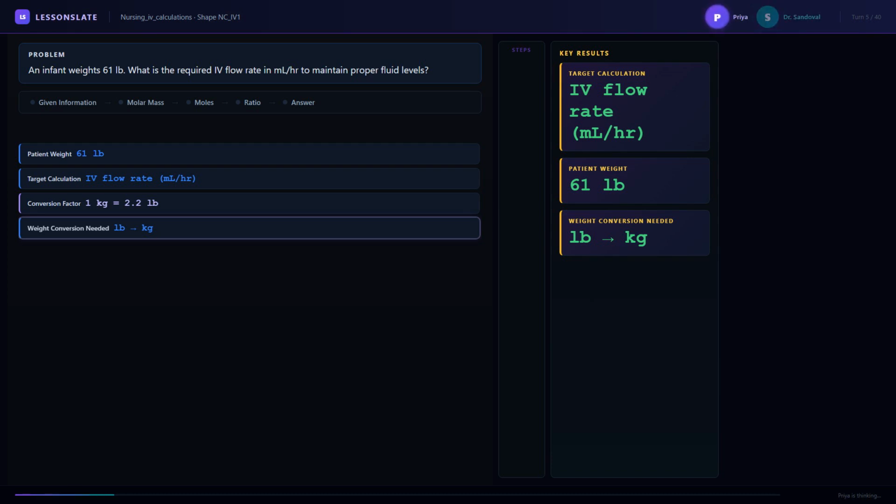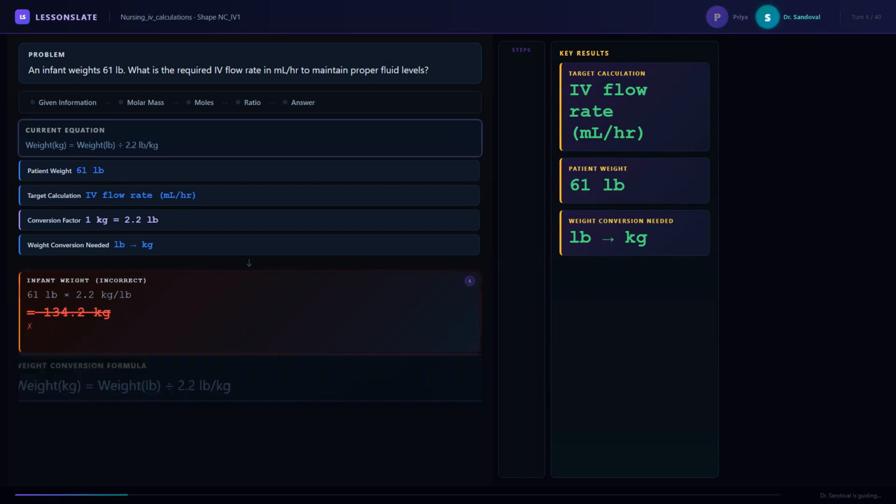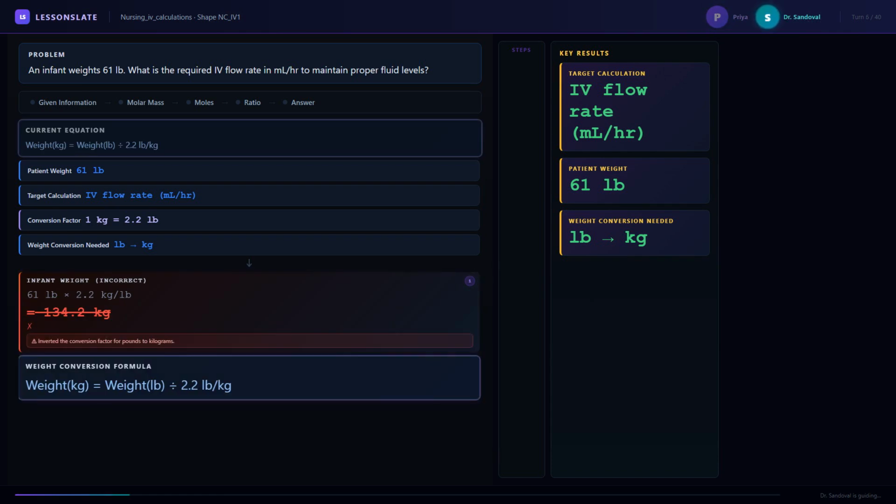Okay, so I'd multiply 61 pounds by 2.2 kilograms per pound, right? So 61 times 2.2, I get 134.2 kilograms. Does that sound correct for the infant's weight in kilograms? You're on the right track with using the conversion factor, but let's check the direction of that multiplication. Remember, we want the pounds unit to cancel out, leaving us with kilograms. If we multiply 61 pounds by 2.2 kilograms per pound, what happens to the units?